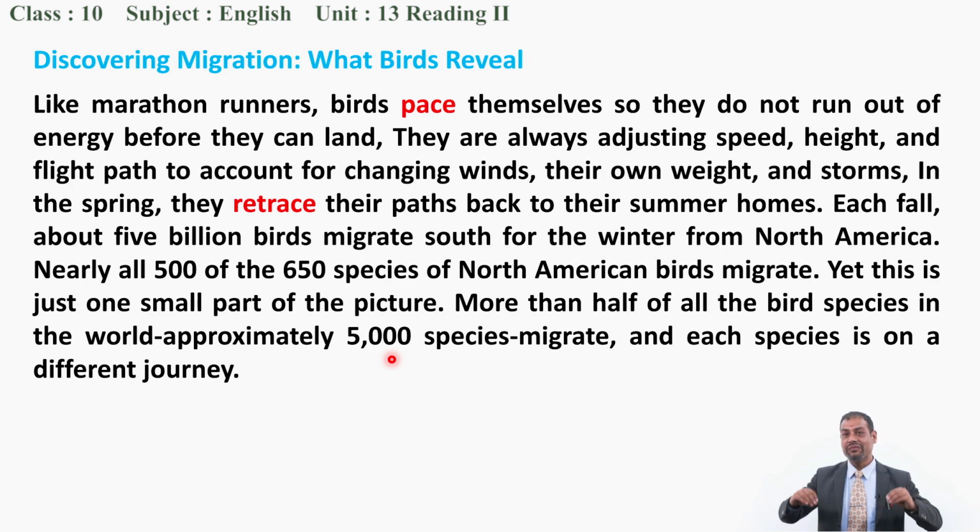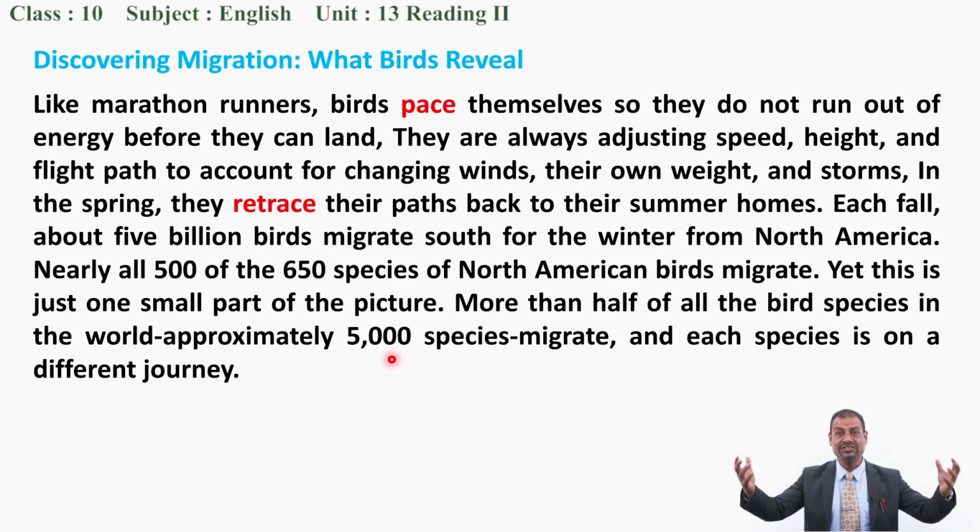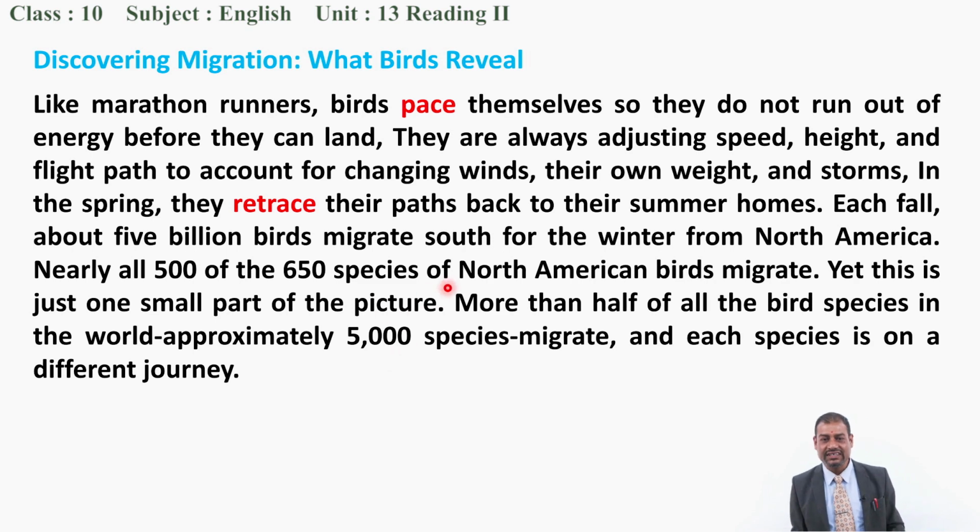It means that a larger number of birds fly from one part to another part throughout the different parts of the world. And this is just data from North American birds. Okay, North American birds. So you can understand. Very interesting. Next, more than half of all the bird species in the world, approximately 5,000 species, migrate. Now the species, types within the birds, 5,000 species.